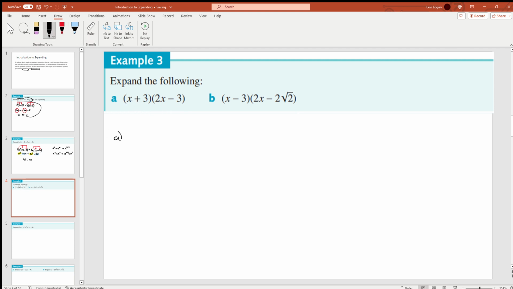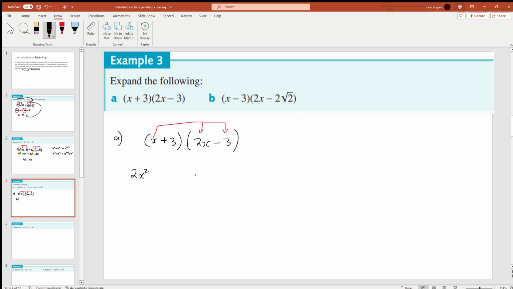So let's just do A together. So x plus 3 multiplied by 2x minus 3. So we've got to multiply the x by all that. So what we're going to do is draw arrows connecting to every single one, and we'll do them individually. So x times by 2x is going to be 2x squared.